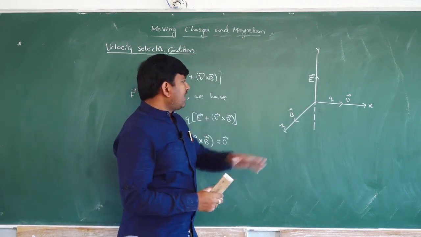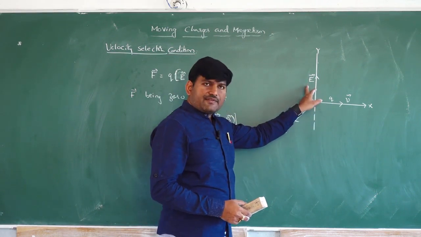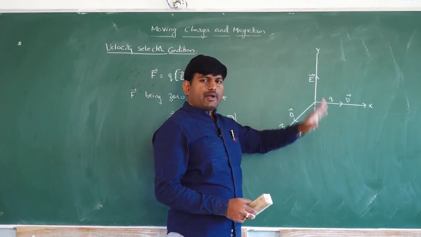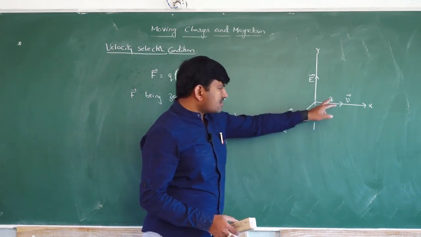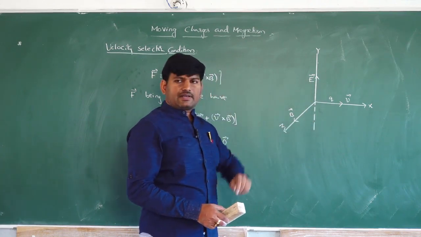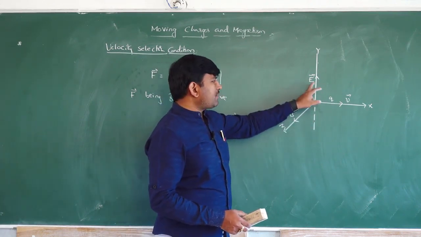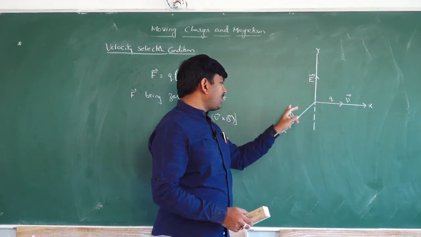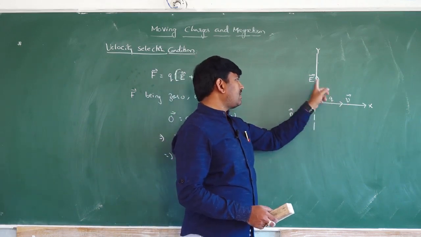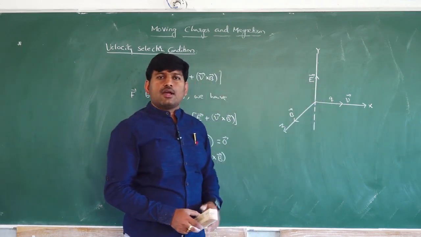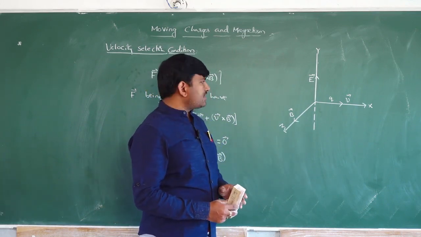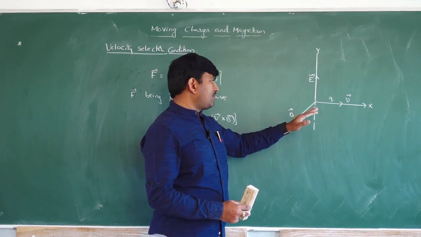So, here velocity vector, electric field vector and magnetic field vector, all the three are mutually perpendicular to each other. Velocity vector is perpendicular to electric field vector and it is also perpendicular to the magnetic field vector. Similarly, electric field is perpendicular to velocity vector and magnetic field vector. If they are mutually perpendicular to each other, how will the force's direction be?